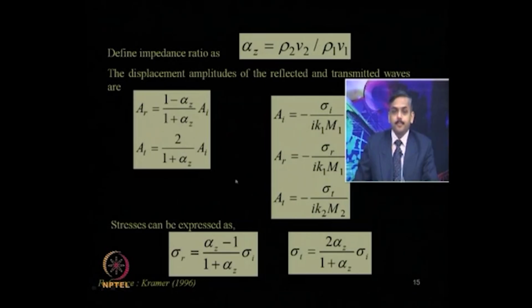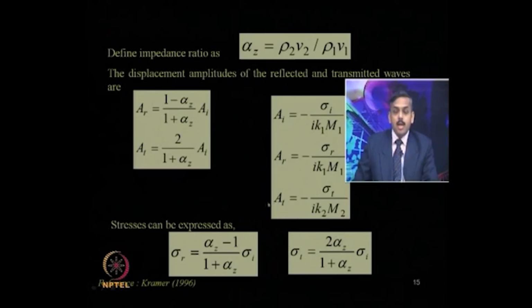Okay? Now, stresses can be expressed in a similar fashion through this impedance ratio. That is, the reflected wave stress can be obtained using this relationship for a given stress amplitude of the incident wave. Also, the transmitted wave stress amplitude can be obtained from the incident wave stress amplitude through this impedance ratio.